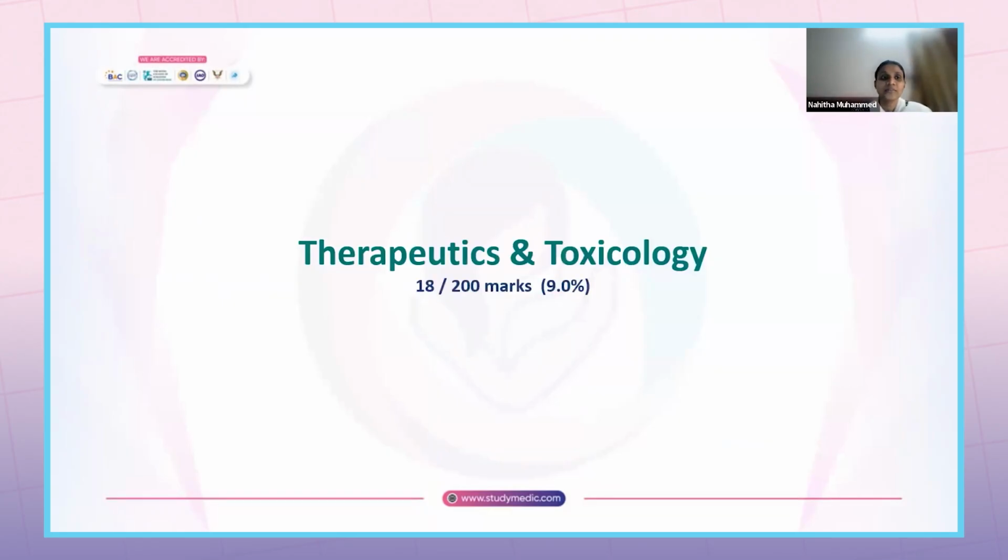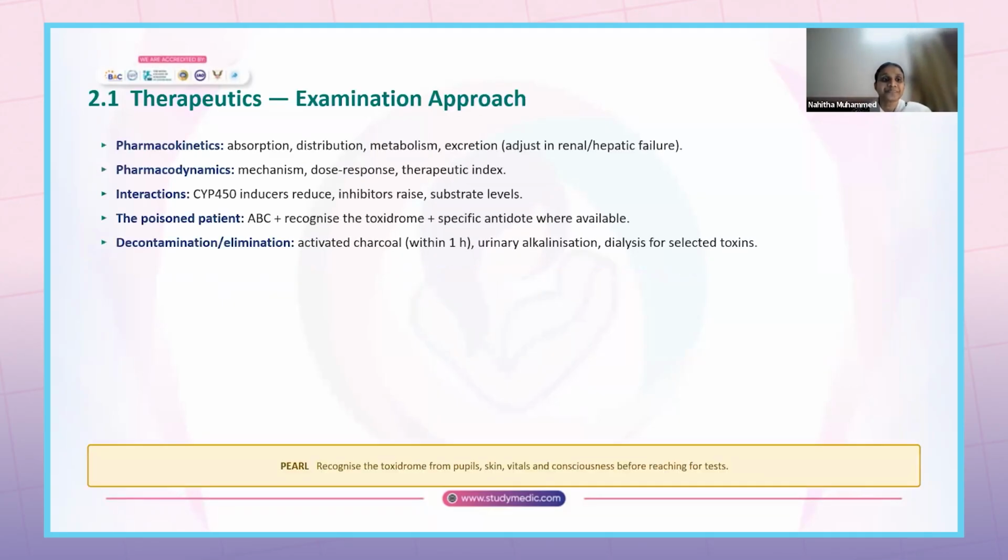Now coming to therapeutics. Therapeutics first: pharmacokinetics, we have to study the absorption, distribution, metabolism, excretion; pharmacodynamics, the mechanism, dose-response relationship, therapeutic index, interactions; poisoning, the specific antidotes, decontamination.